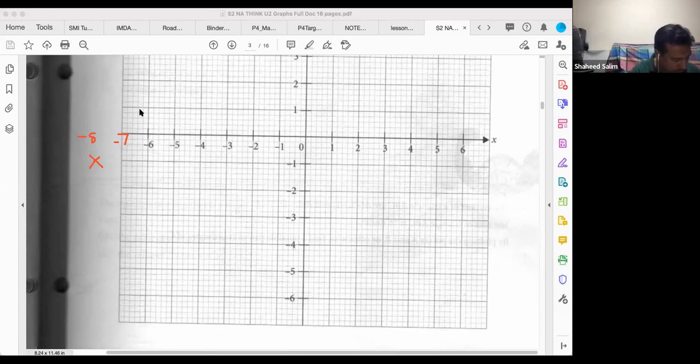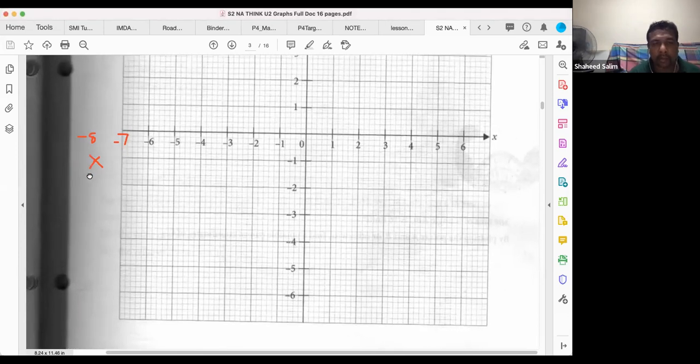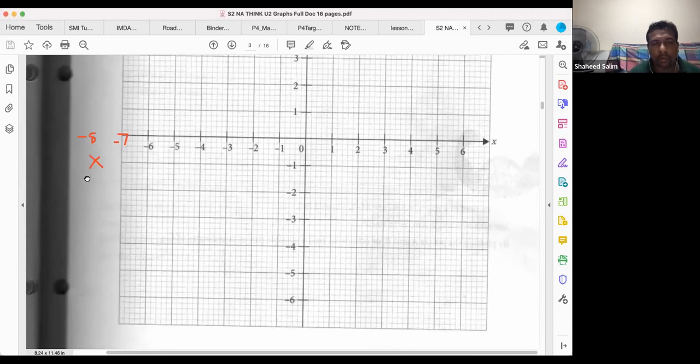Okay, they say that (-8, -1) is point A. Imagine this is point A. You must try difficult ones, you have to try. What happened to my pen? This is point A. Then the next one is (0, -1). This is point B.